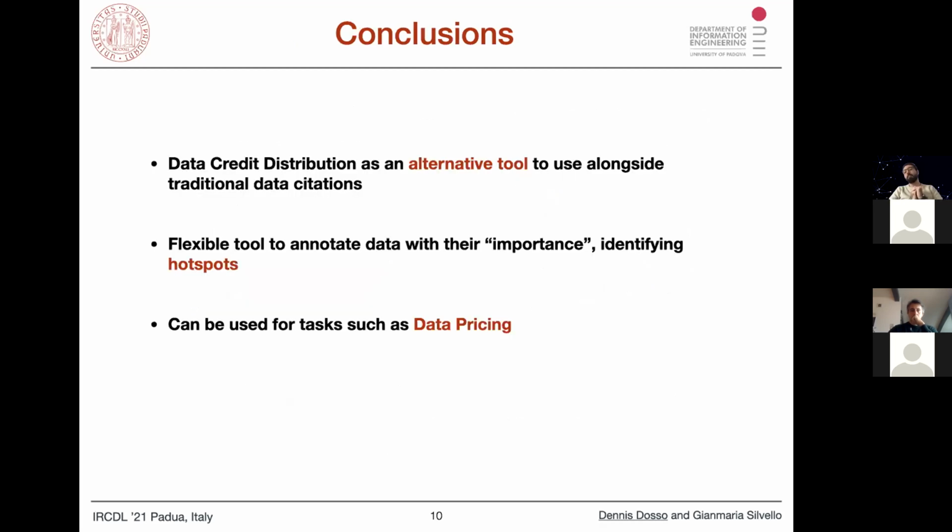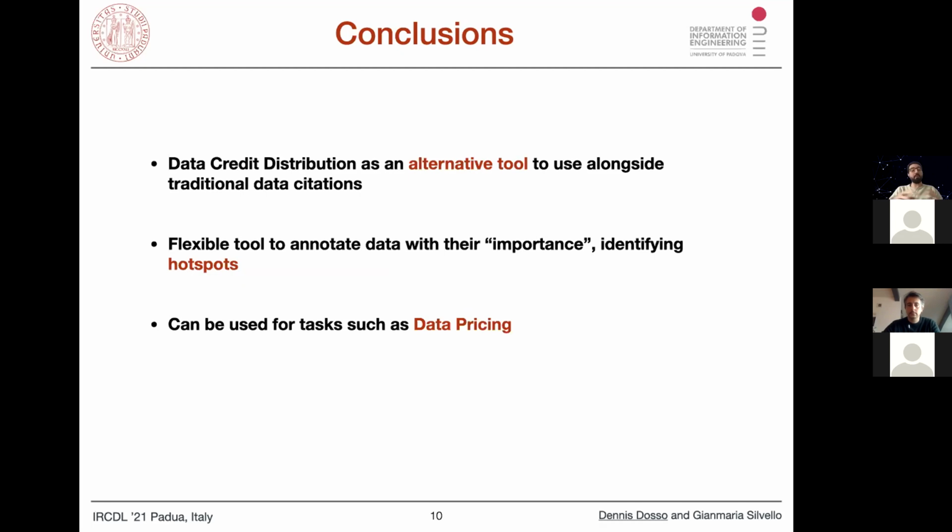So to conclude, I already explained a lot of conclusions. So we see how data credit can be used as a new tool to use alongside traditional citations. It is flexible. It allows us to solve some problems of traditional citations in the context of data. It allows us to understand, as we see, some interesting points inside a database, the so-called hotspots of a database.